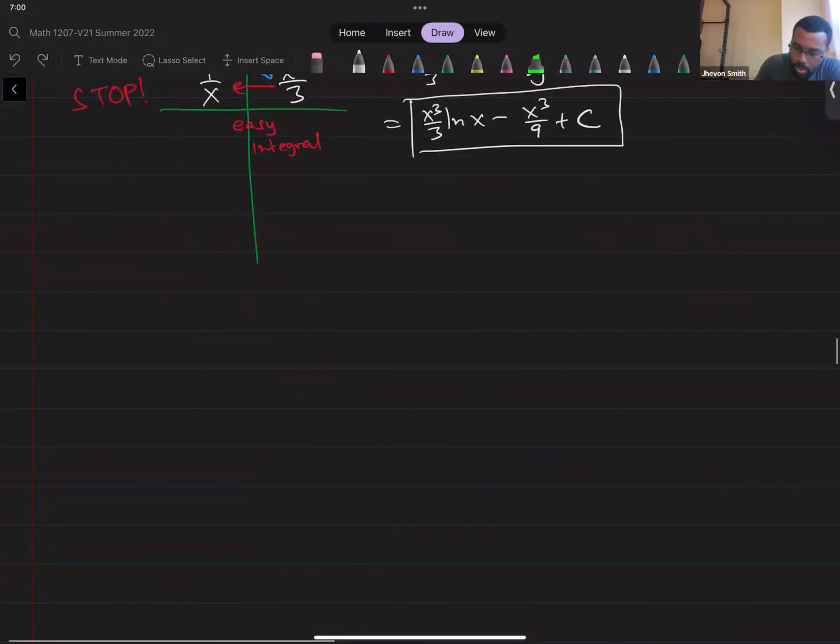What about the repeated one? e to the x sine x.